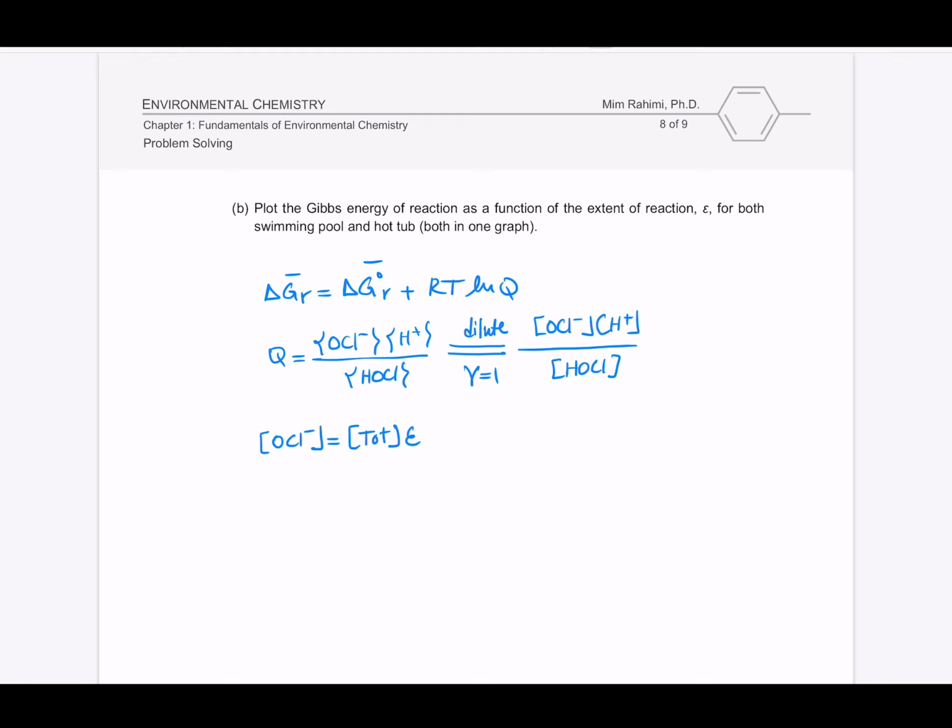At extent of reaction of 0, the concentration of OCl minus is 0, which makes sense. No HOCl is converted to OCl minus. And for HOCl, we can do basically the other way around, it is 1 minus epsilon. At the extent of 1, there is no HOCl, so all the reactant is converted to product. Also, only for this example, because it's given, the concentration of H plus is always constant. It's 10 to the minus pH.